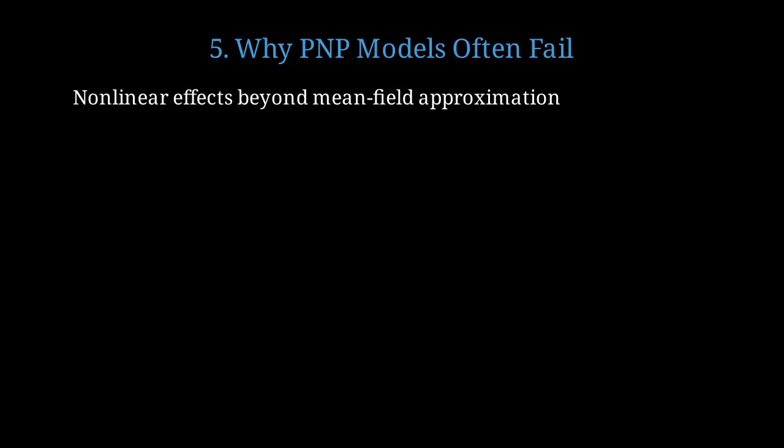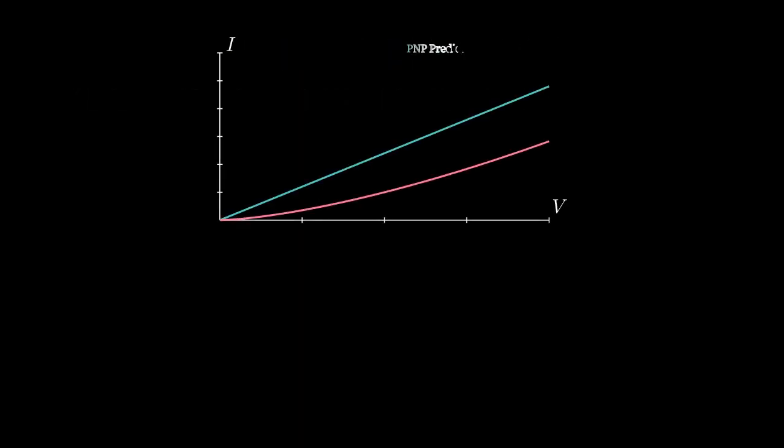Now here's where things get interesting. The simple PNP model often fails to predict real behavior accurately. The PNP framework is a mean field theory that assumes ions don't interact except through the average electric field, but real systems show strong nonlinear effects. Experimental current-voltage curves often deviate significantly from PNP predictions, showing different slopes and nonlinear behavior.